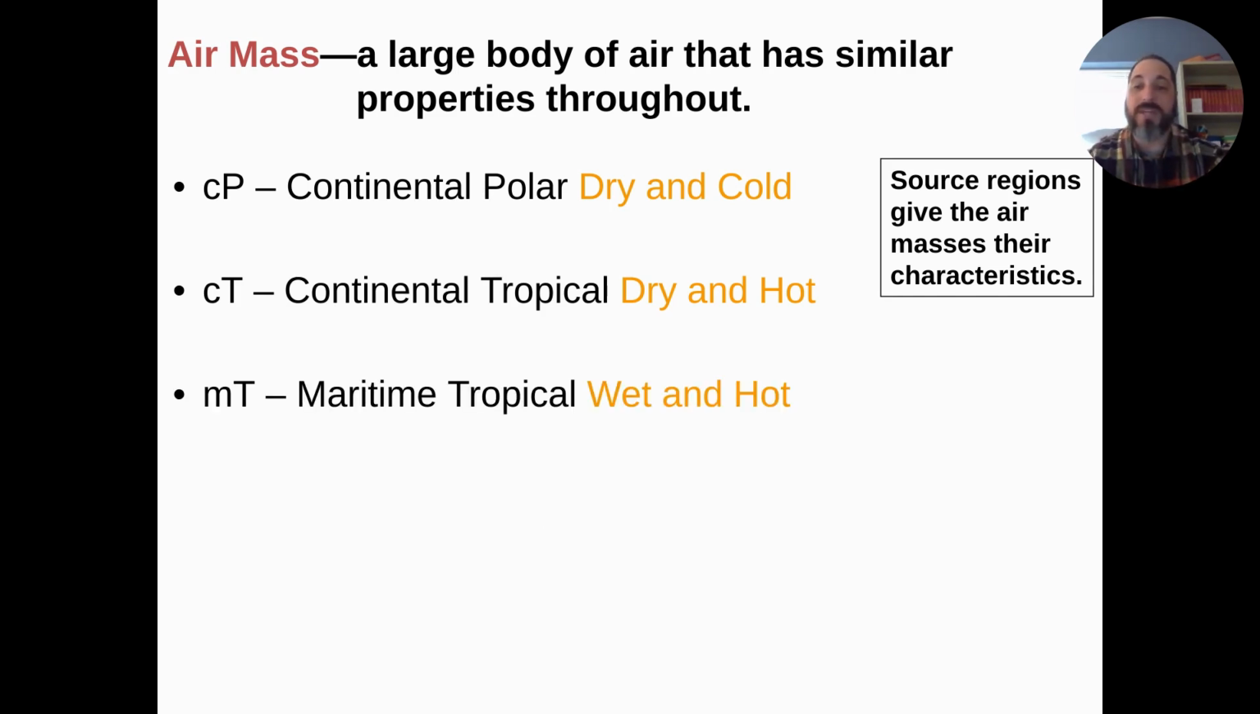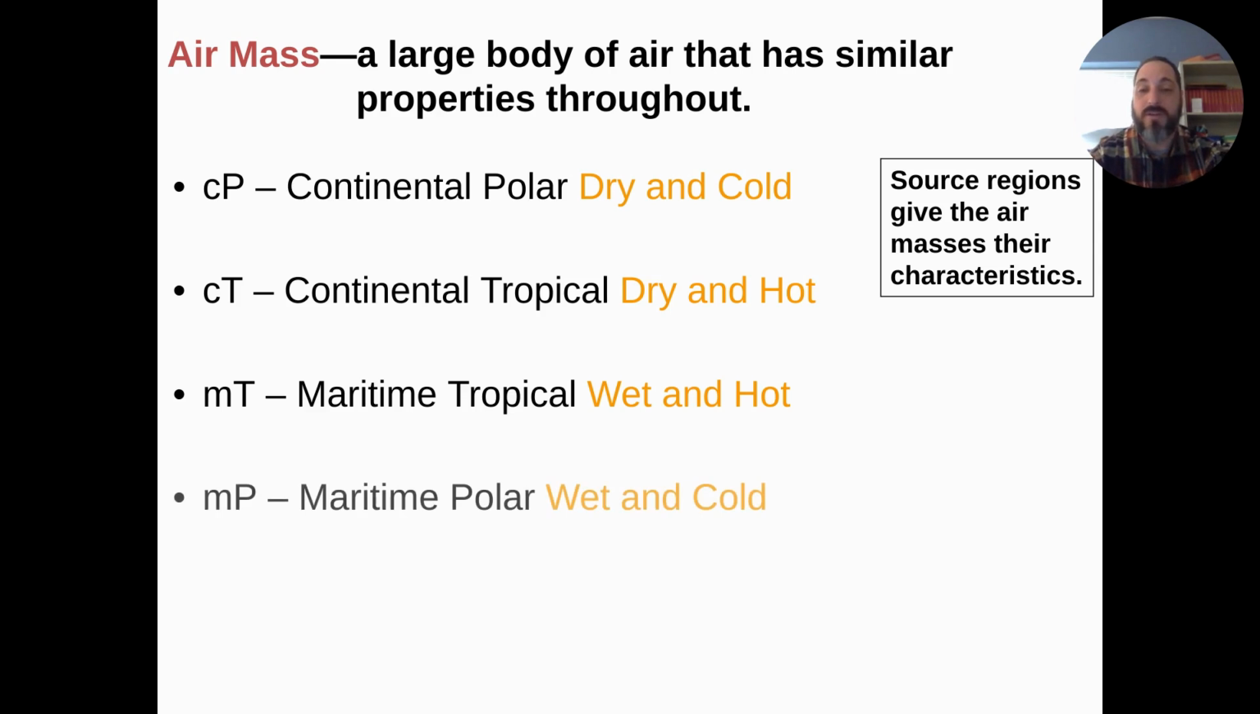Maritime. Maritime is going to mean any air mass that forms over the ocean. This particular air mass is going to be maritime tropical. Just like the continental tropical, tropical means that the air mass is going to be warm. It formed closer to the equator and the tropics. So this is going to be a wet and hot air mass: it's wet because it formed over the ocean, and it's hot because it formed in the tropics.